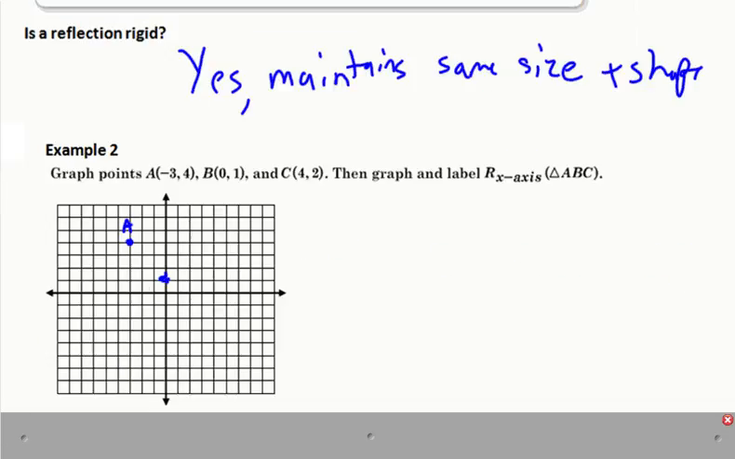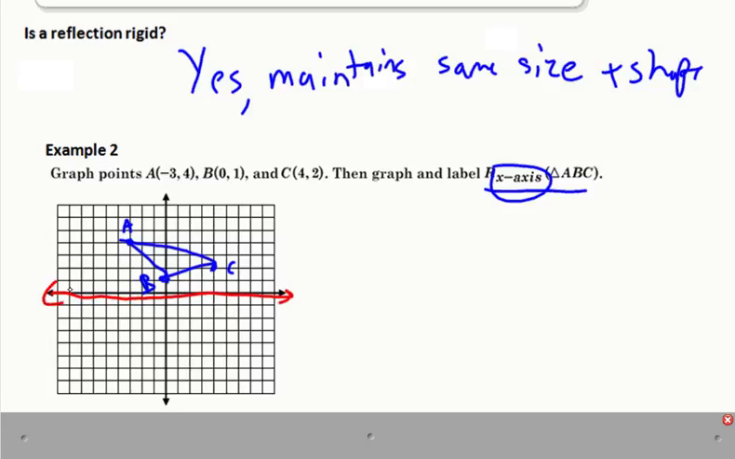And then 4, 2. 1, 2, 3, 4. Up 2 would be right here. That's point C. Just for visualizing, we want to do a reflection across the x-axis of triangle ABC. So the x-axis, I'm going to write the line of reflection in red. So we know this is what we have to reflect it over.